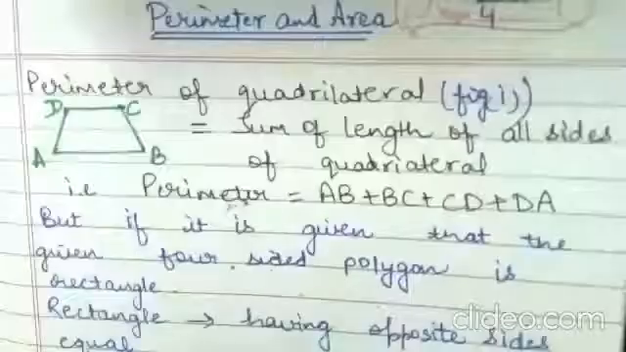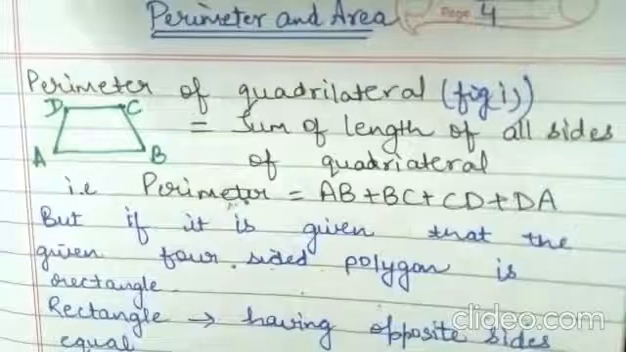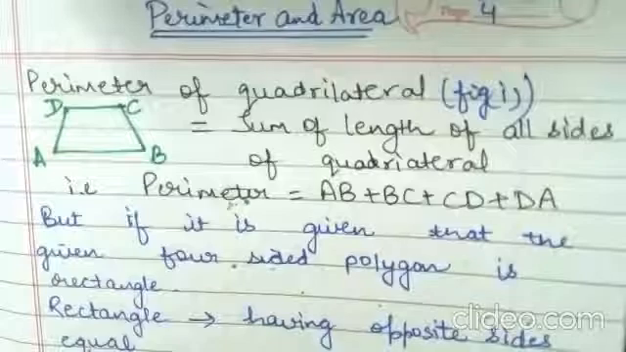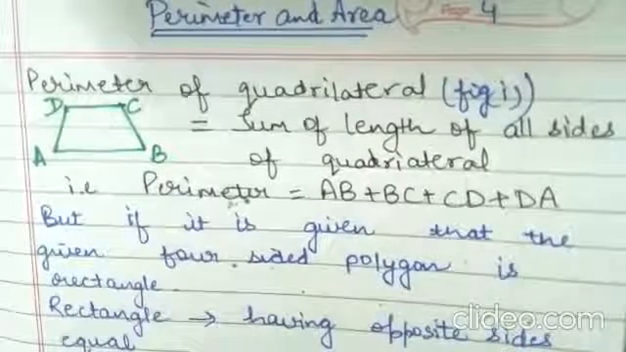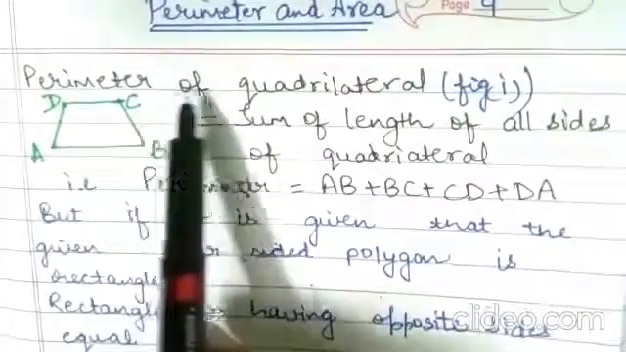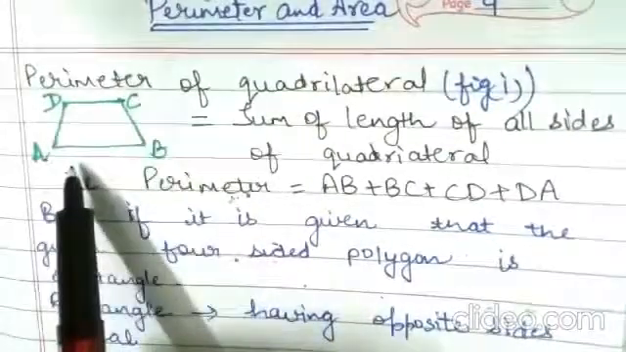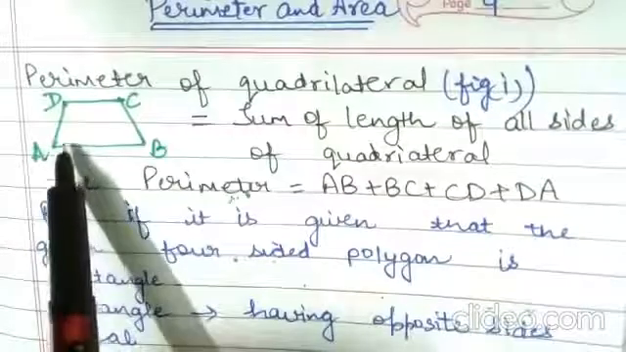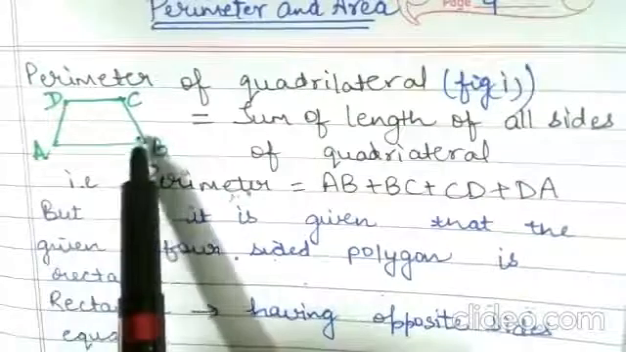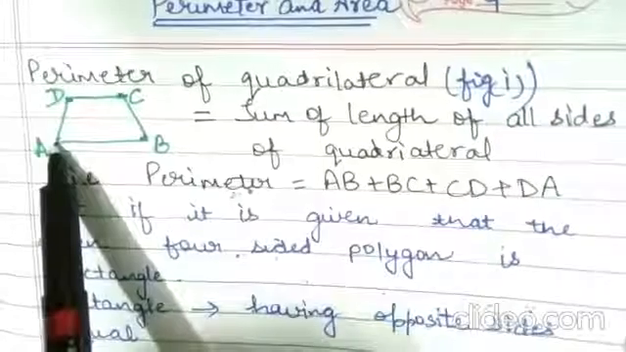Now children, we know that the perimeter of any closed figure is the sum of the lengths of all sides. So in the case of a quadrilateral also, the perimeter will be the sum of the lengths of all sides of the quadrilateral. So what will be the perimeter? That is equal to AB plus BC plus CD plus DA.